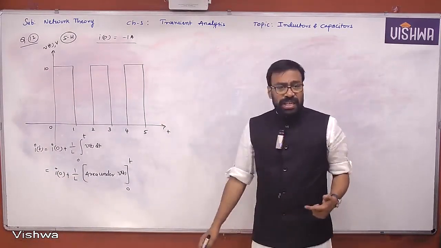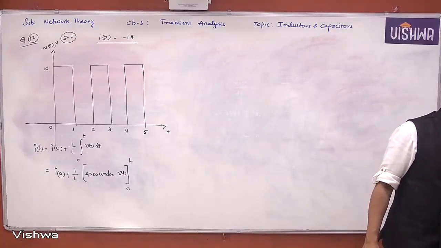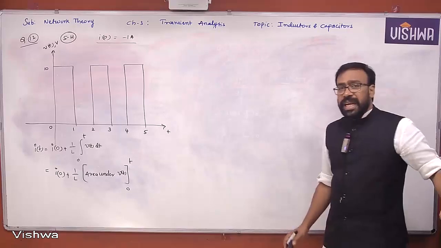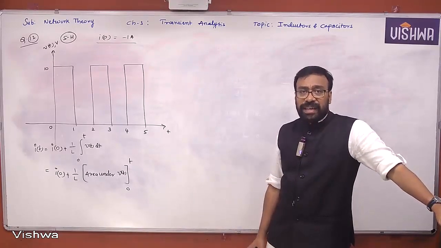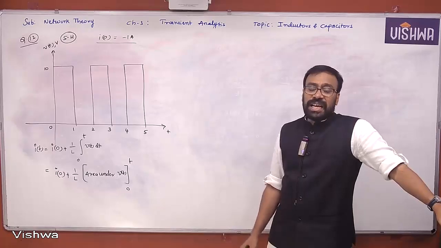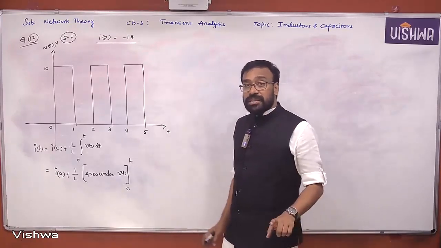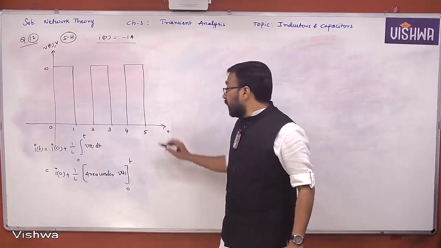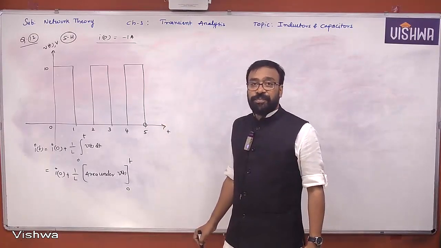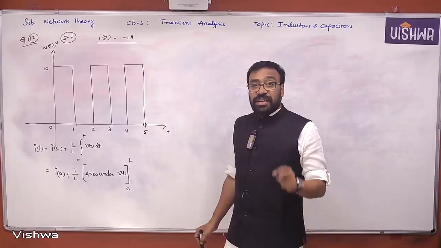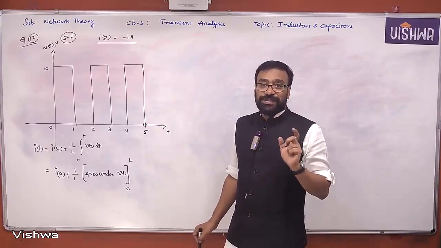What is the question he has asked? Find the current through the inductor. He did not mention the current at which point he is expecting. When he is not mentioning the current at a particular point, that means he is asking the total current. That means he is expecting the current at the final instant, which is t equal to 5 seconds. Understand, all of you? See, he did not mention where we need to find the current.